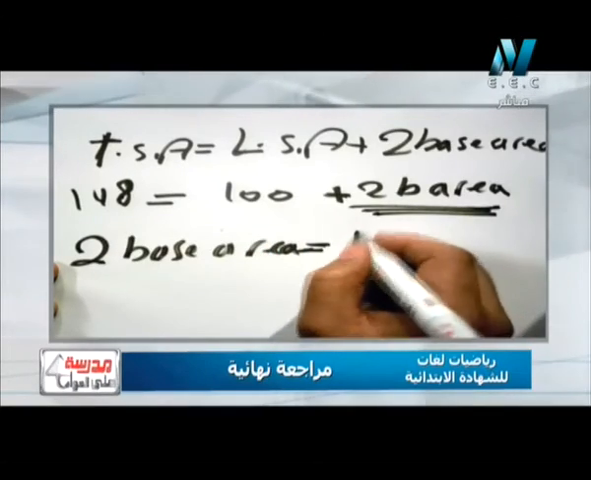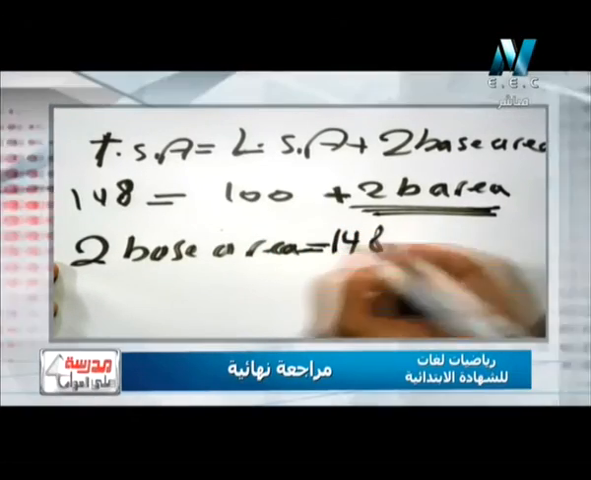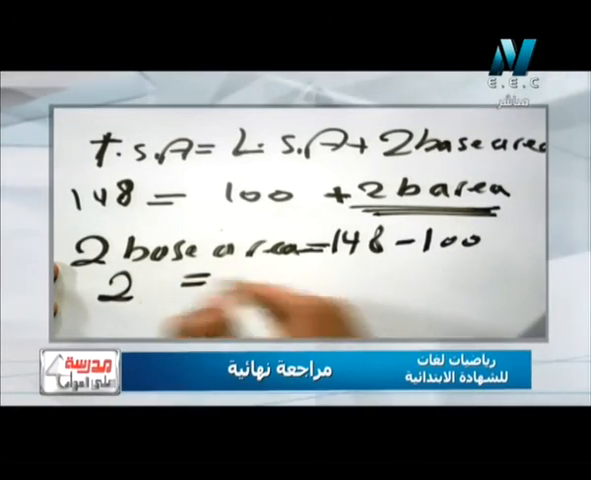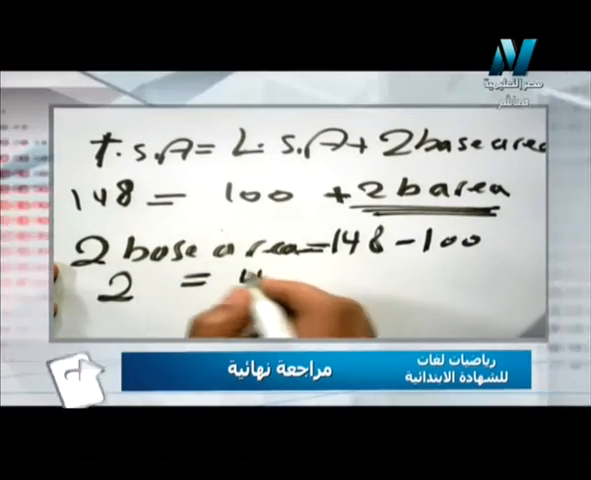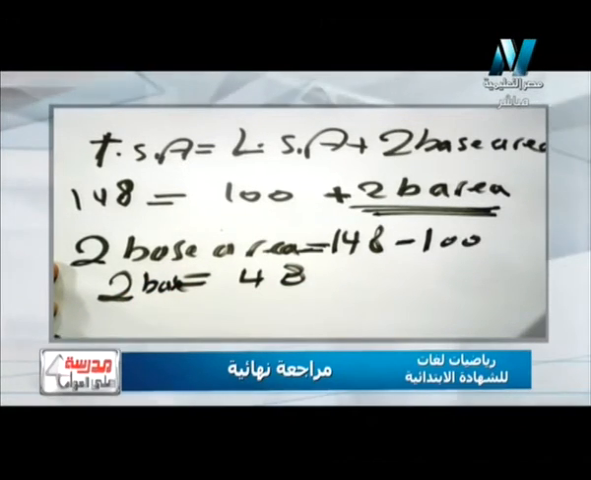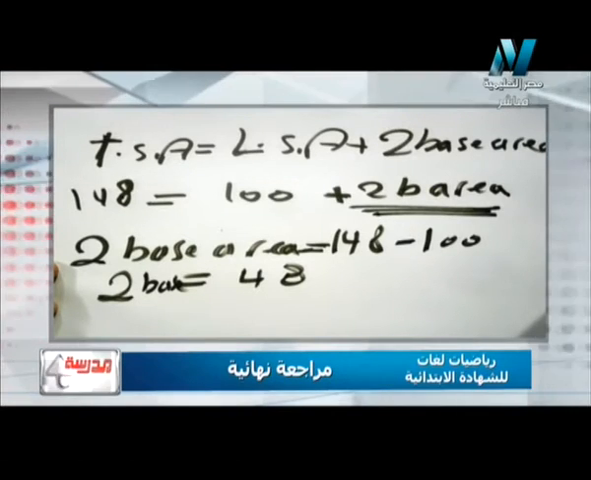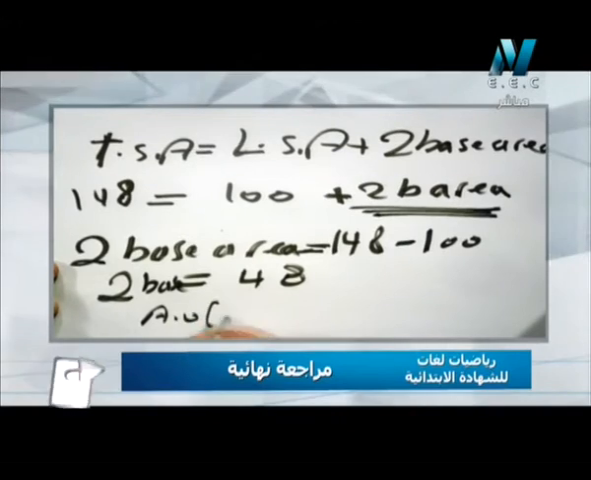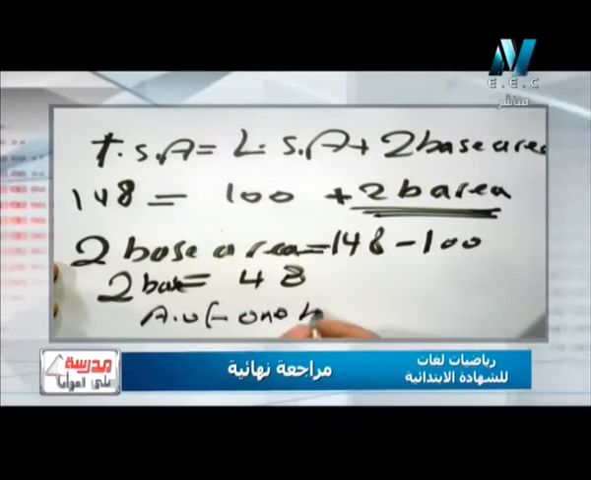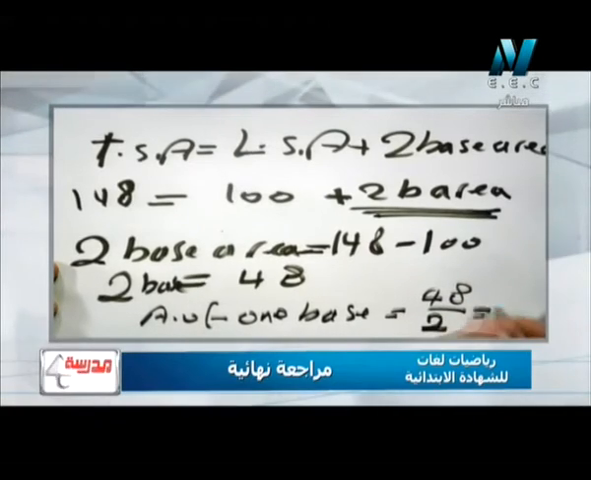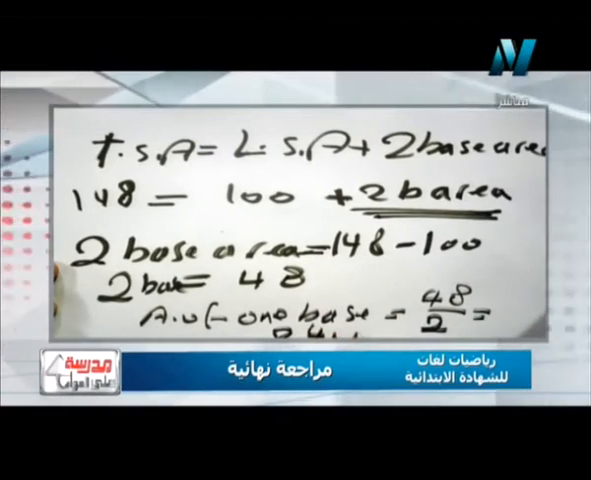Total minus lateral: 148 minus 100. The area of two bases, my dear students, equals 48. He asked about the area of one base, so just divide this number by 2. So the area of one base equals 48 divided by 2, the result will be 24 centimeters squared.